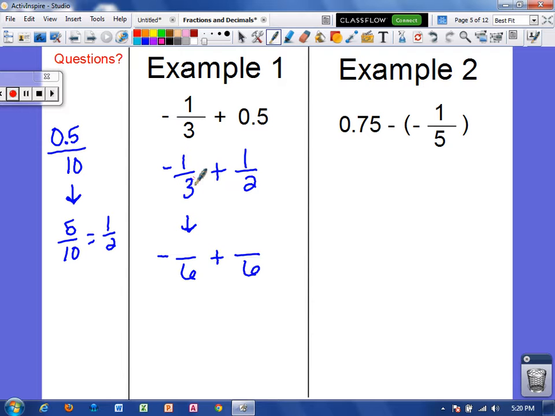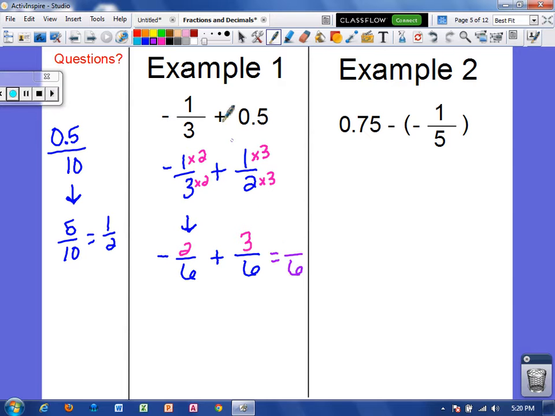Now 3 times 2 gives us 6. So whatever we multiply in the denominator, we multiply in the numerator. 1 times 2 is 2. Over here, to get from 2 to 6, we multiply by 3. So I multiply by 3 in the numerator, and we get a 3. Now whenever we add or subtract fractions, the denominator stays the same. So I know it stays a 6.